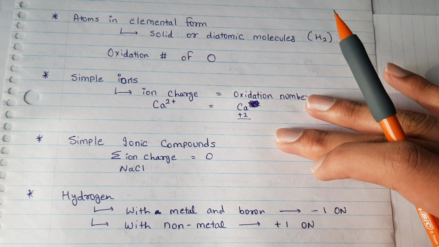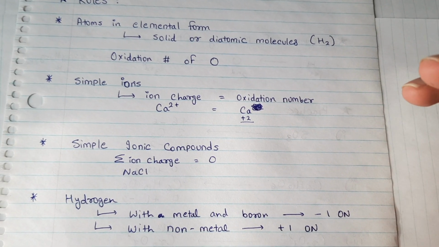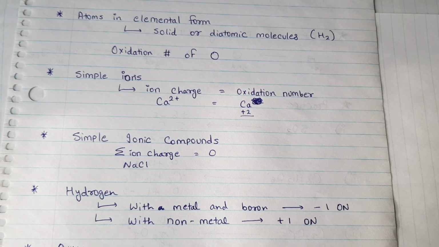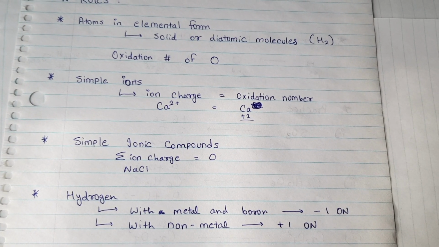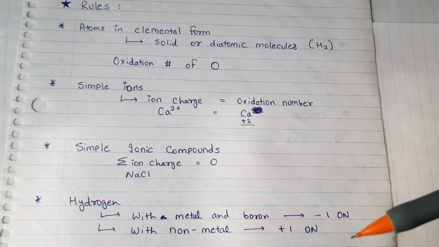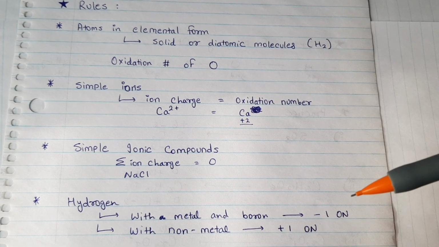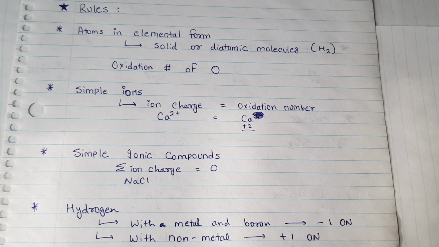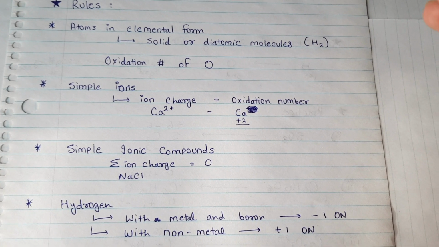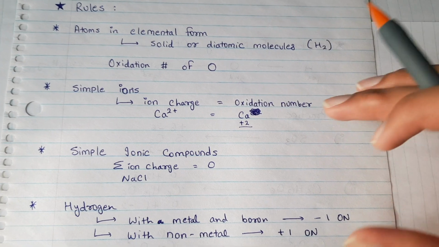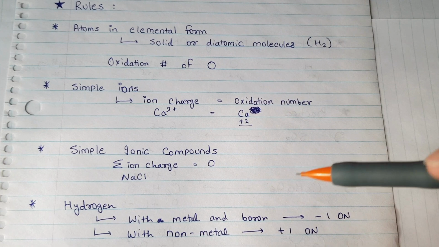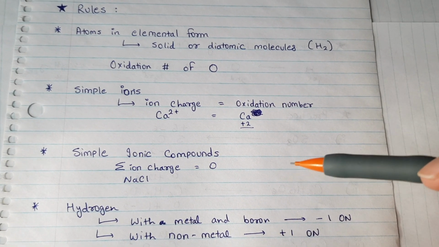Simple ionic compounds. If there's a simple ionic compound, then the sum of the ion charges should equal 0. So NaCl, and it makes sense because Na would be plus and Cl would be minus. And as I said before, oxidation numbers are closely related with electronegativities. Sodium will lose the electron and chlorine will gain it because it's highly electronegative, or at least more electronegative than sodium. So for a simple ionic compound, the sum of the ion charges would be 0. That will be really helpful in further examples.